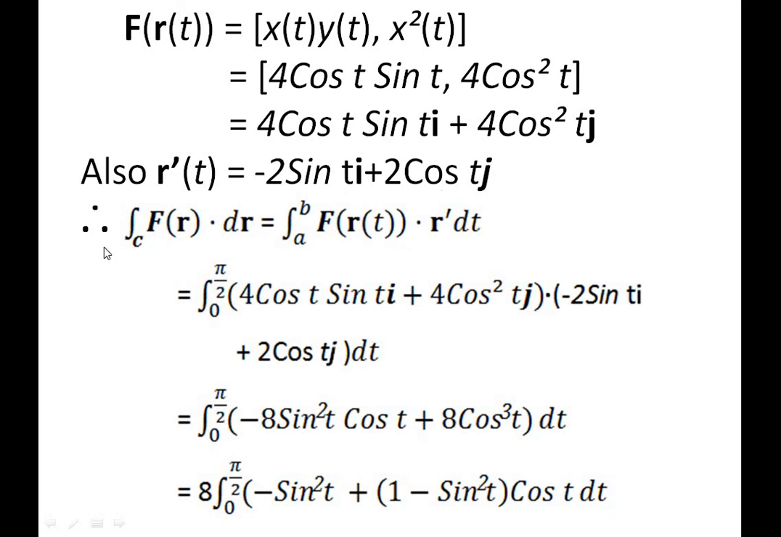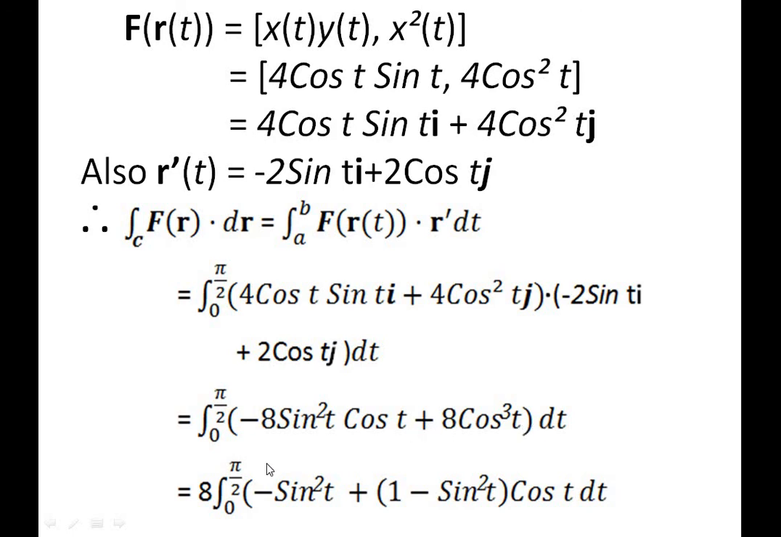Therefore the integral over C of F dot dr equal to integral a to b of F of r of t dot r dash of t. We have F of r of t and r dash of t. Then directly substituting, the integral from 0 to pi by 2, where t varies from 0 to pi by 2 because we are only considering the quarter part of the circle, of 4 cos t sin t i cap plus 4 cos square t j cap dot minus 2 sin t i cap plus 2 cos t j cap. Taking the dot product, we get the integral from 0 to pi by 2 of minus 8 sin square t cos t plus 8 cos cube t dt.